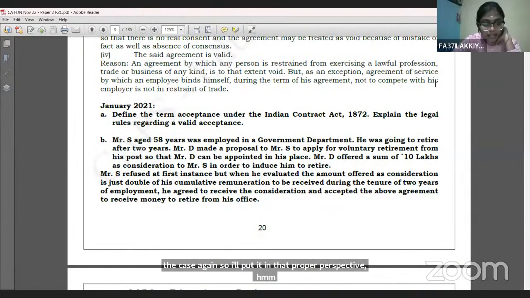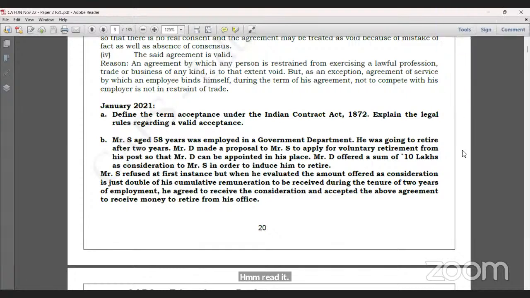Read it again. Mr. S, aged 58 years, was employed in a government department. Remember, this government department is very important. Okay, so when you have to write, remember I told you, you will have to write the answer in 4 parts if this is a case study, right?